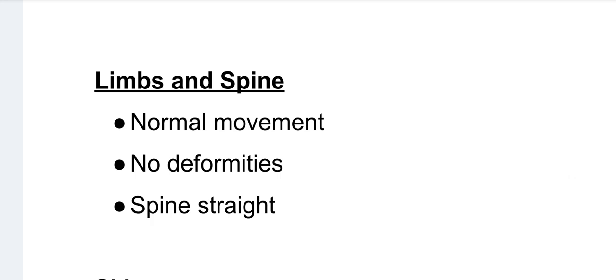spine should be what? Straight. That is going to rule out spina bifida. If it is not straight, then the child is having some form of spina bifida.